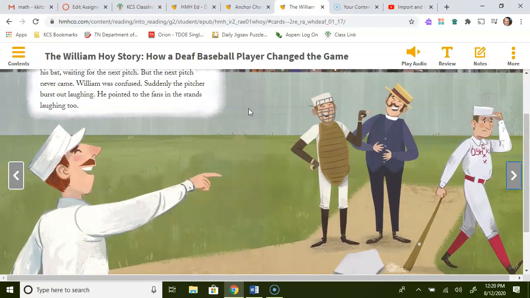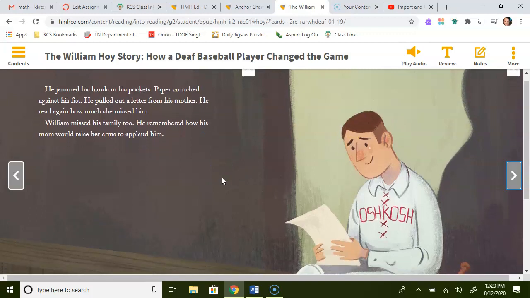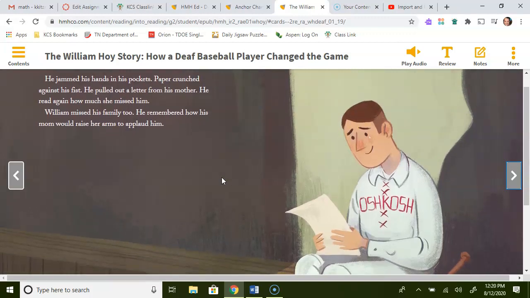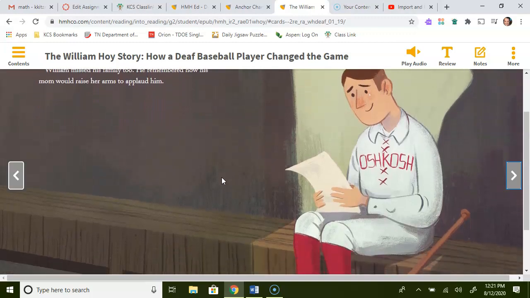So, you think William's going to quit? Let's find out. He jammed his hands in his pockets. Paper crunched against his fist. He pulled out a letter from his mother. He read again how much she missed him. William missed his family, too. He remembered how his mom would raise her arms to applaud him.